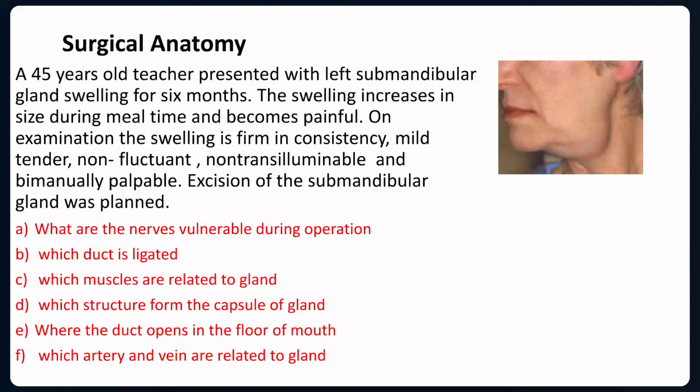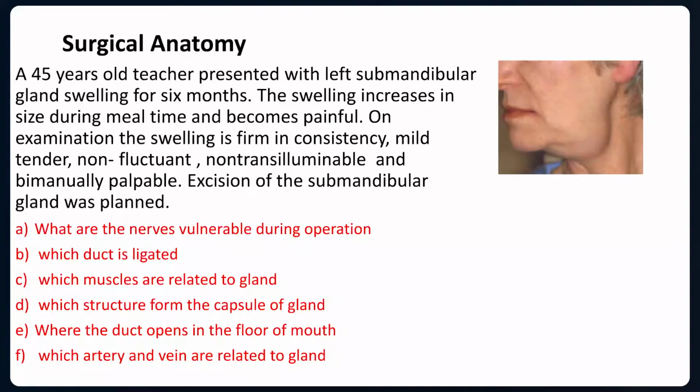So which muscles are related to the gland? The gland is highly related to the mylohyoid muscle. The gland has two parts: one is the superficial part and the other is the deep part. The superficial part is below the mylohyoid muscle and the deep part is behind the mylohyoid muscle. Which structure forms the capsule of the gland?